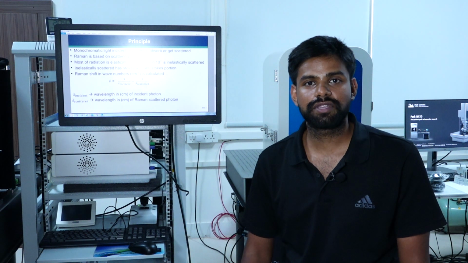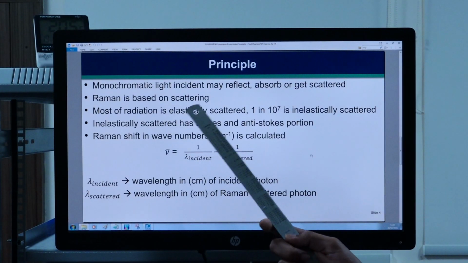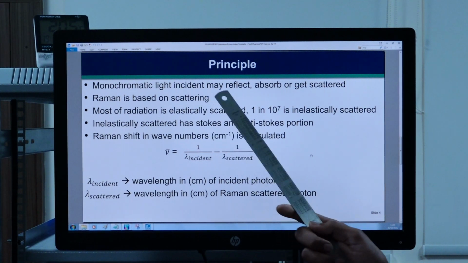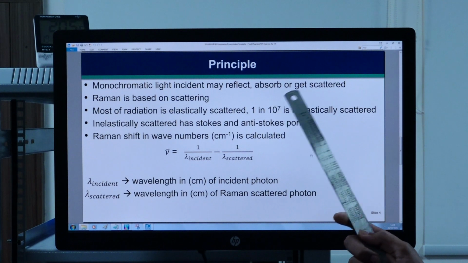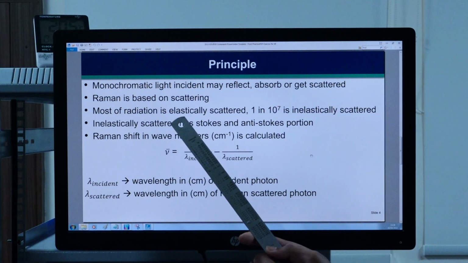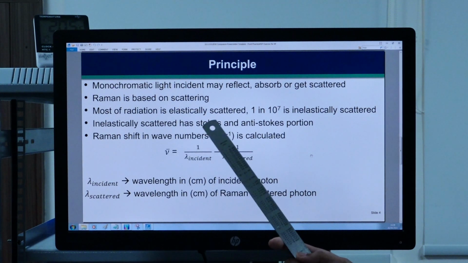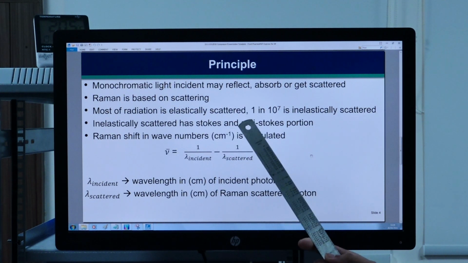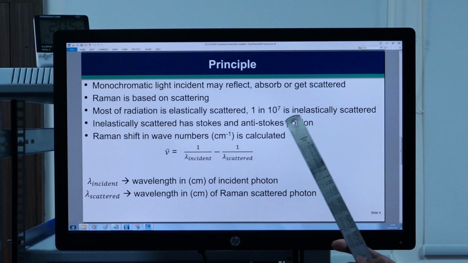Now we will be dealing with the principle of Raman spectroscopy. The monochromatic laser light, after being incident on the sample, may reflect, get absorbed, or get scattered. But Raman scattering is totally based on the scattering phenomenon. Most of the radiation that falls on the sample gets elastically scattered, and inelastic scattering is very rare. That happens on the order of 1 in 10 to the power 7.